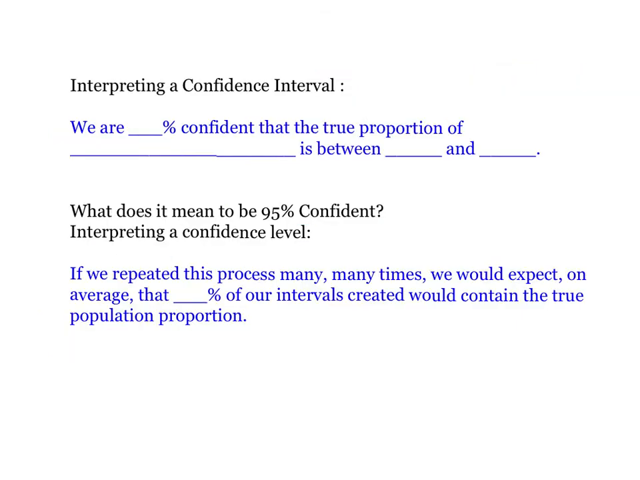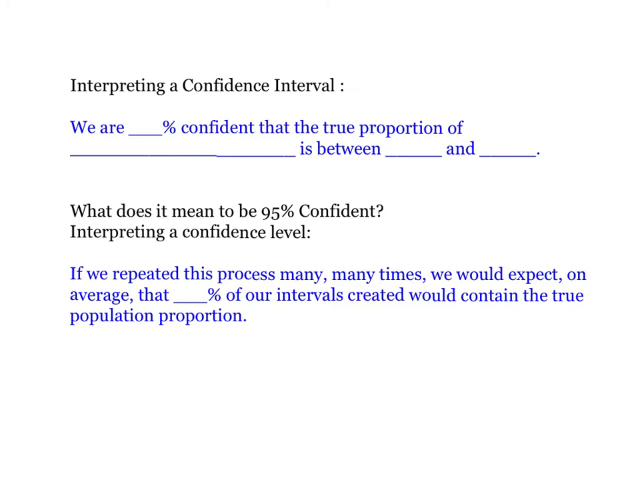Now, interpreting a confidence interval. These two statements are very important. For the interpretation, you want to say this sentence by filling in the blanks: We are blank % confident that the true proportion of blank is between blank and blank. So those four things you need to fill in. How confident were you? What proportion were you trying to find? Was it the proportion of blue marbles? Was it the proportion of Democrats? Was it the proportion of students who have a job? What were you trying to find? And then just state the two percentages that are the edges of the interval.